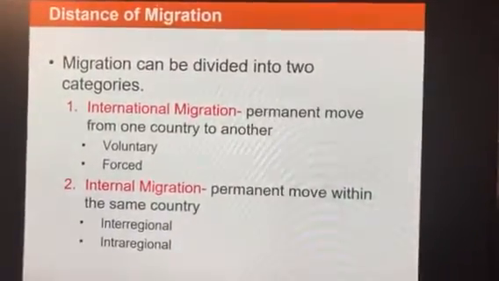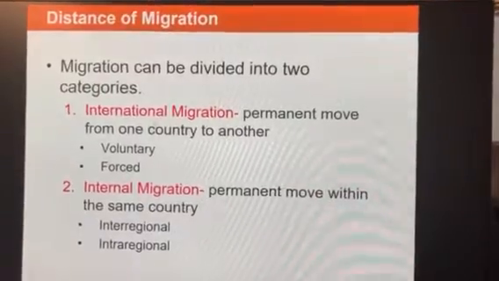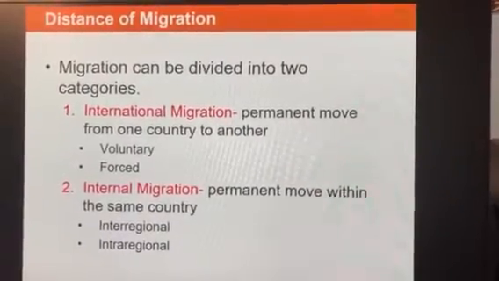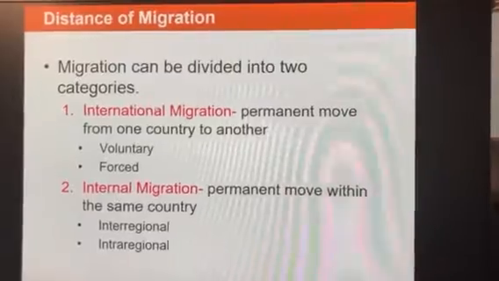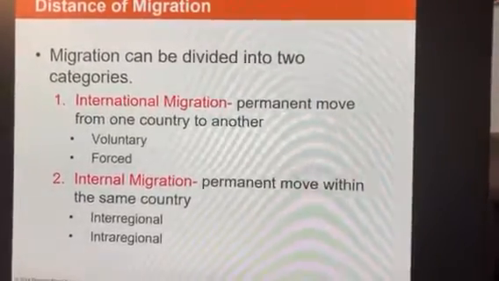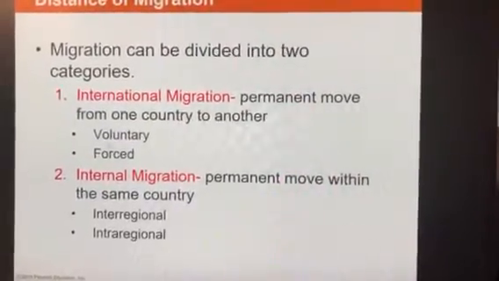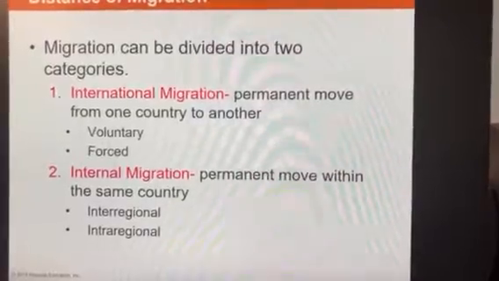Within migration, we have international. So with an international migration, we have a permanent move from one country to another. International migration is also called transnational because you're moving between countries. And you can choose, so you have voluntary migration, you decide to move to another country. And you have forced, where you have to flee for your life.